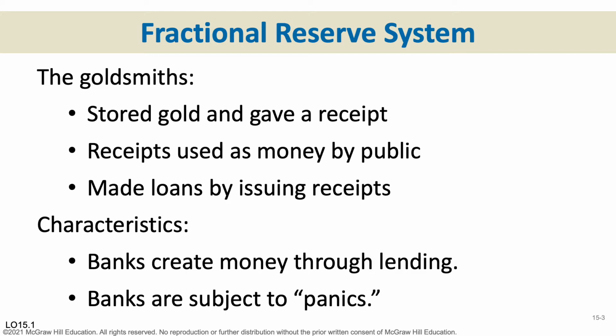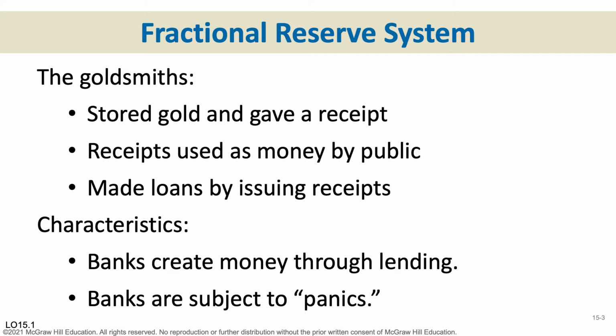So he began to make loans by simply writing receipts. He didn't actually give anybody gold. He just wrote people receipts for gold as a loan. And when they paid back those receipts for gold, they would bring the gold plus the interest that he was charging them.